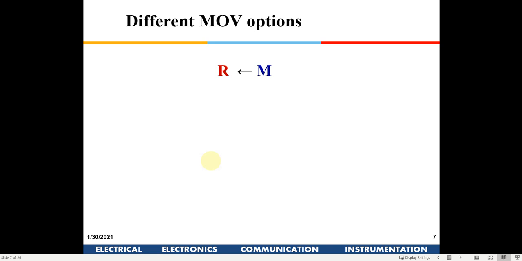Okay. So, different move operations. It could be from a memory location to a register. Memory, like I said, is the external memory which we are going to cover, and a register is an internal register of the 8086. You can also move data from register to register. You can move data from input output to memory or from input output to the register. So these are the different kinds of move operations which we can do.